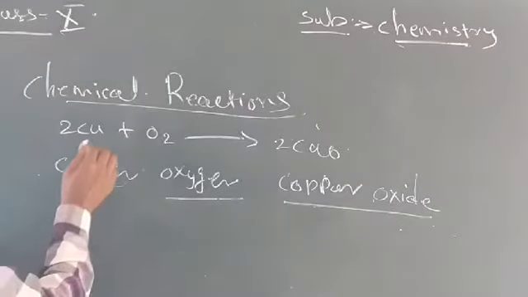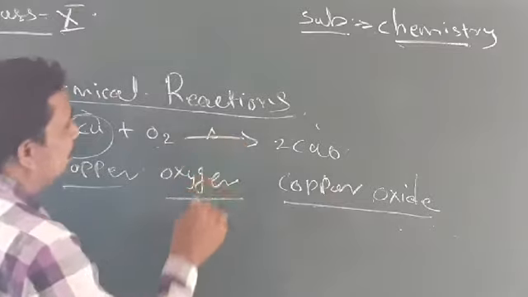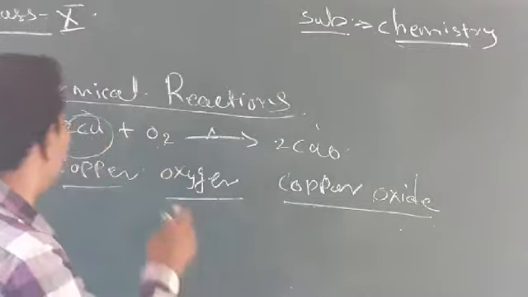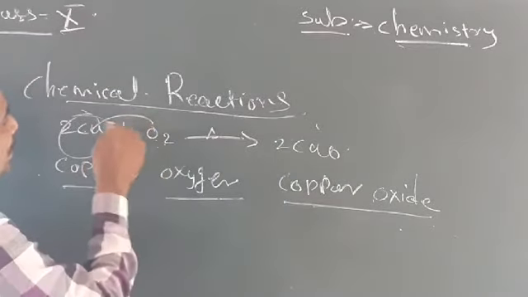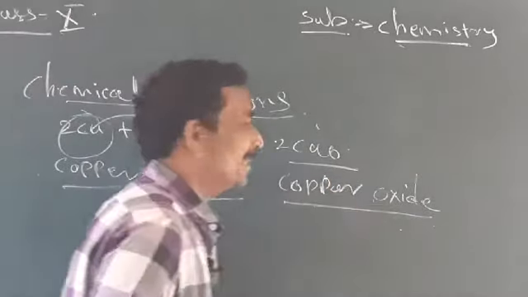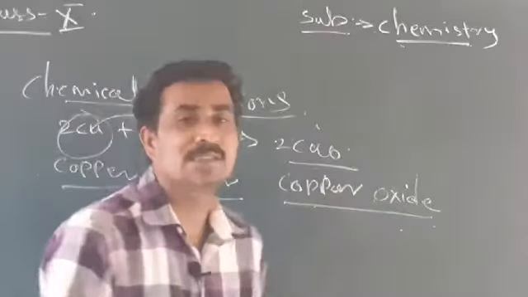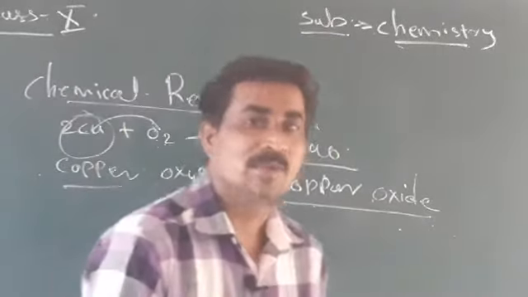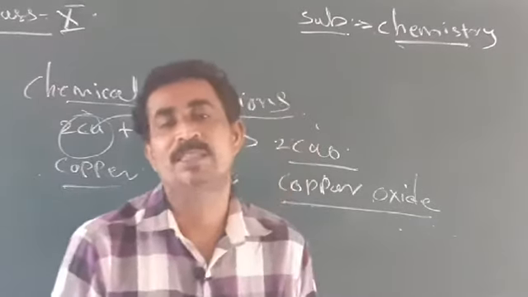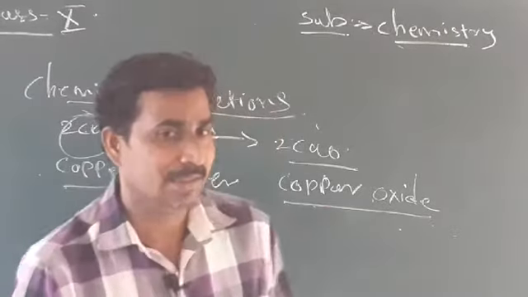Suppose we take copper and heat it. Oxygen is not added directly; the copper and oxygen come into contact by heating, and at that time oxygen is added. The product that forms is copper oxide. What is the formula of copper oxide? CuO means copper oxide. Okay, this way we learned about the oxidation reaction.